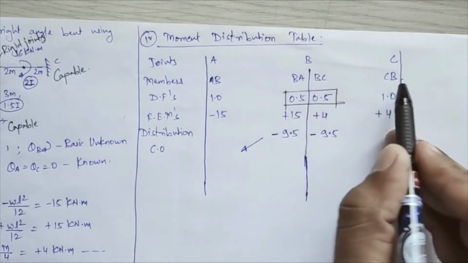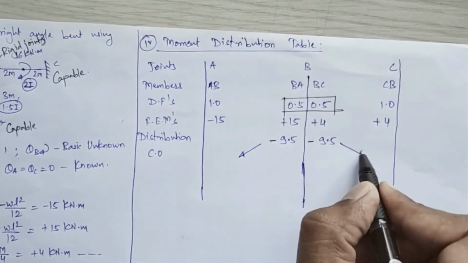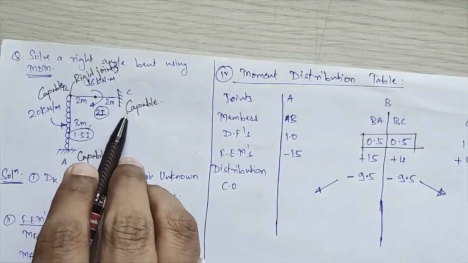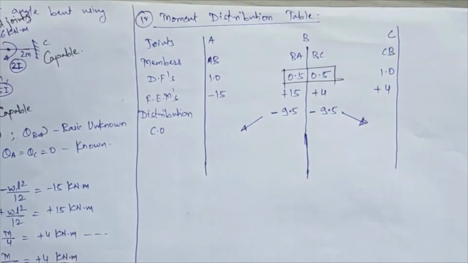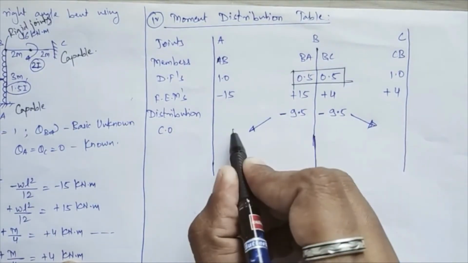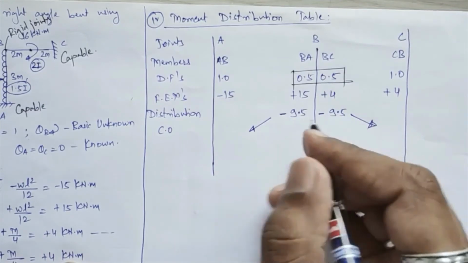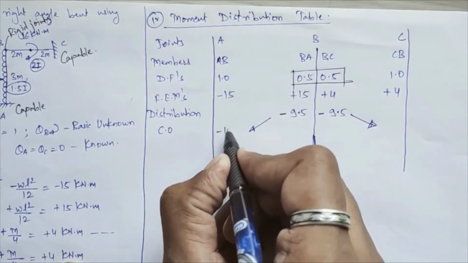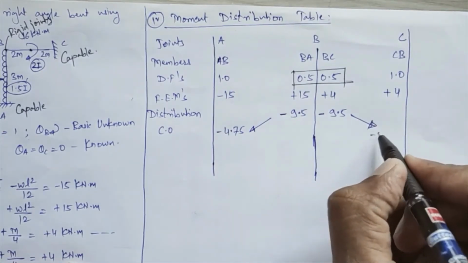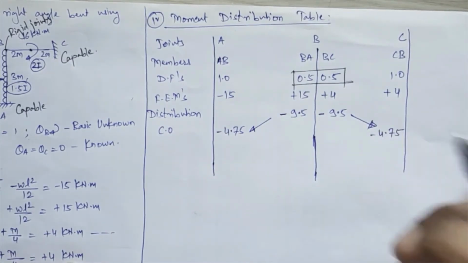Same way, the BC moment will get carried over to CB, and C is a capable support. Yes, it is again capable, so this carryover is also possible over there. The carryover factor is 1/2, so half of the moment will get carried over. Half of 9.5 comes to minus 4.75. Carryover you have to do with the same sign. Here also it comes to minus 4.75.